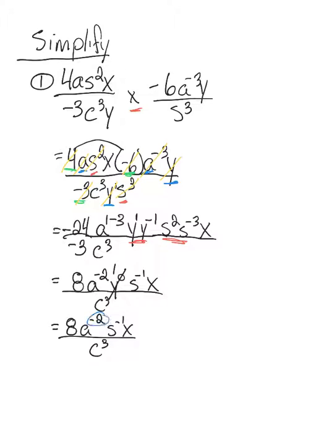If we look, final answer should not have negative exponents, meaning we need to bring the negative exponents down to the bottom. So our final answer is actually 8x over a squared c cubed s. That would be our final answer.